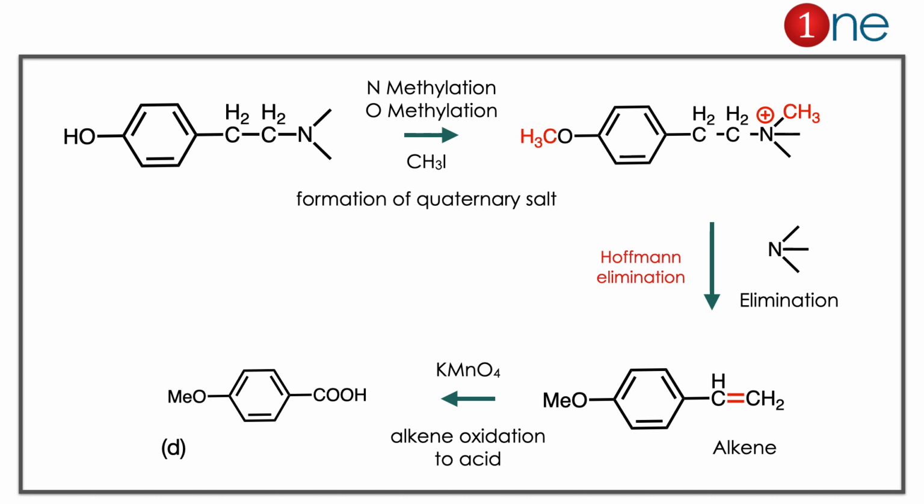Next step, you are using heat with silver oxide. So what really happens is it's a Hofmann elimination. The nitrogen group, which is the quaternary ammonium salt, is eliminated, and you have alkene formation. So a new alkene is formed. Then the next step, you are using permanganate.